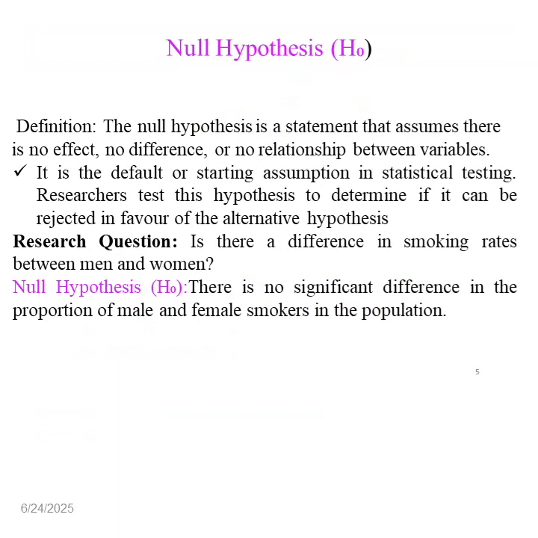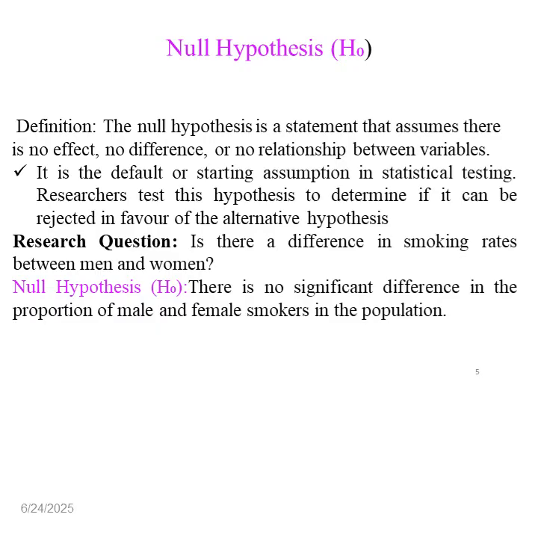Null hypothesis, or H0. The null hypothesis is a statement that assumes there is no effect, no difference, or no relationship between variables, that is, the dependent variable and independent variable. As you know, we have those dependent and independent variables. It is the default or starting assumption in statistical testing. Researchers test this hypothesis to determine if it can be rejected in favor of the alternative hypothesis.